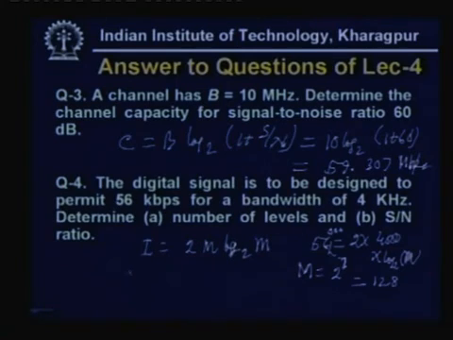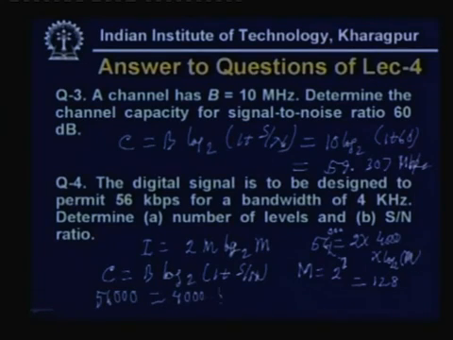Similarly, you can find out the signal to noise ratio from this equation. That means signal to noise ratio will be found out from this formula, C is equal to B log 2 (1 plus S by N). Here C is given, B is given, and signal to noise ratio has to be found out. 56,000 is equal to bandwidth 4000 into log 2 (1 plus signal to noise ratio). From this you can find out S by N is about 43 dB. So here we have given the answers of all the questions that were given in the last lecture. Thank you.